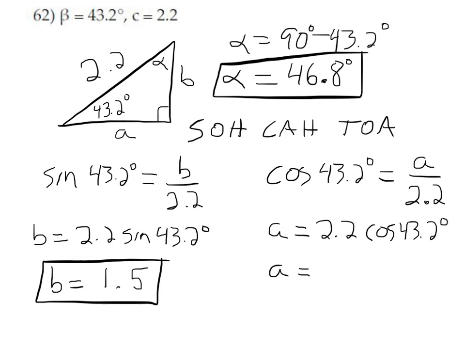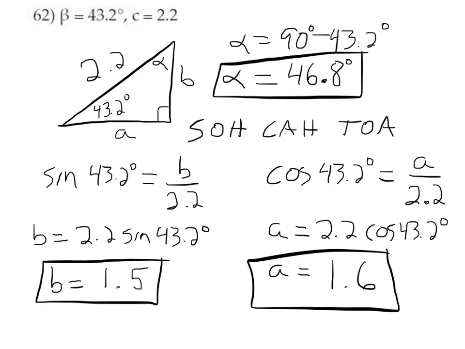And calculator gives us 1.6037. Into one decimal place, 1.60 will be rounded to 1.6. And we have solved this right triangle.